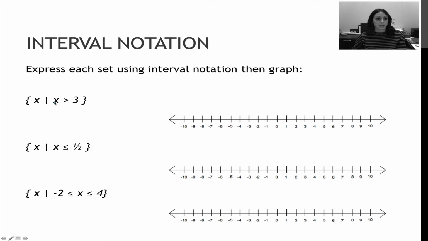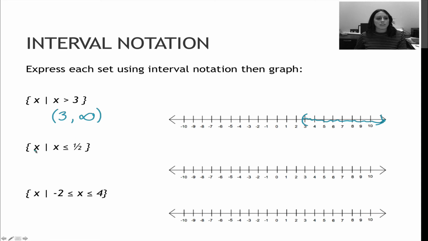So looking at my first one, I have all of the x's greater than 3, so we kind of cheated and did this on the other screen. I'm looking at not including 3, so that's the open parenthesis, and then everything greater than that is infinity. So if I'm going to graph that, I'm going to find 3, I'm going to put the parenthesis, and then I'm going to shade everything to the right of that and stick an arrow on the end.